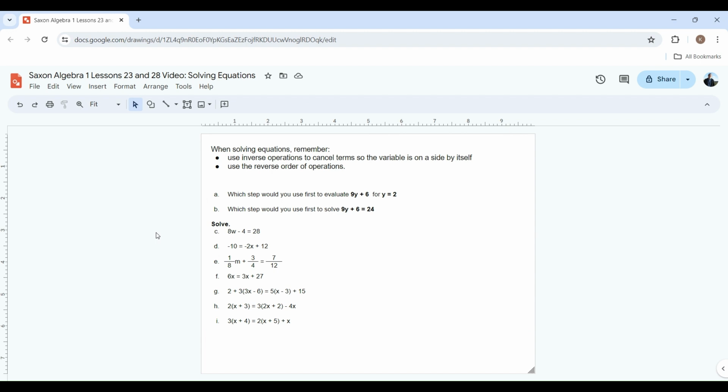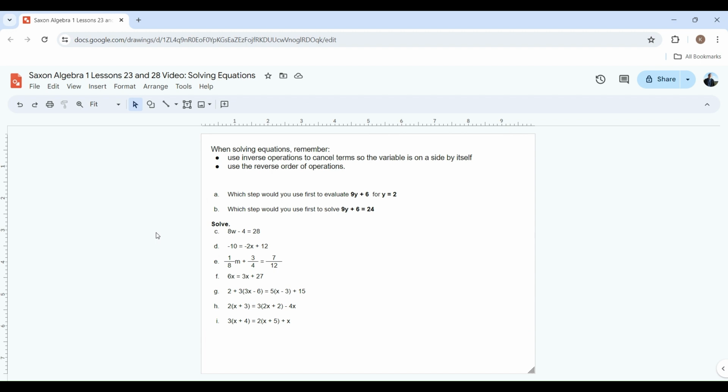Inverse operations are operations that undo current operations. Okay, so if I'm adding 6 to something, the inverse operation is to subtract 6. Subtraction is the inverse of addition. Division is the inverse of multiplication, and vice versa, right? Addition is the inverse of subtraction, and multiplication is the inverse of division. So, whatever operations are being done, we can undo them by using inverse operations.